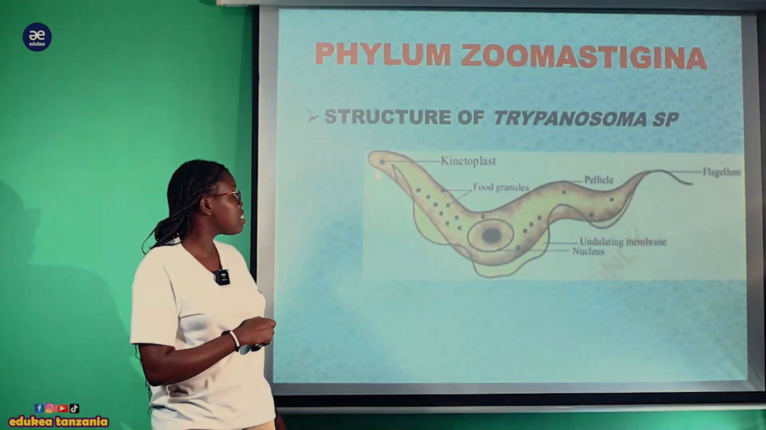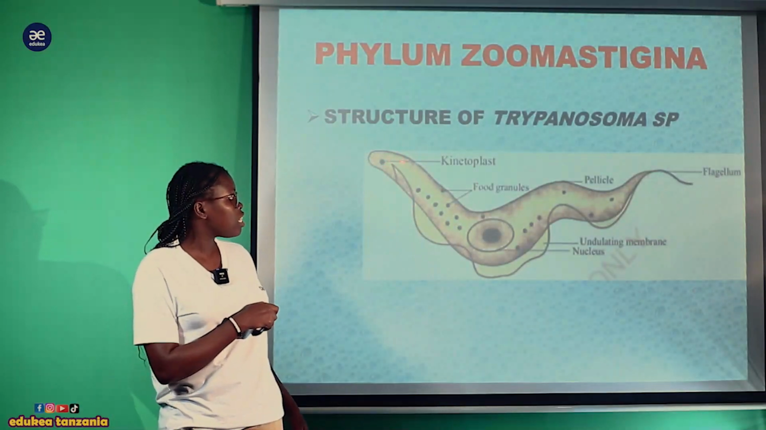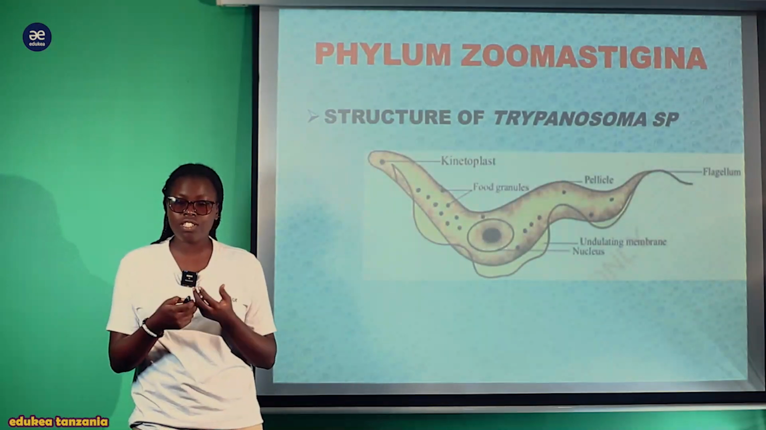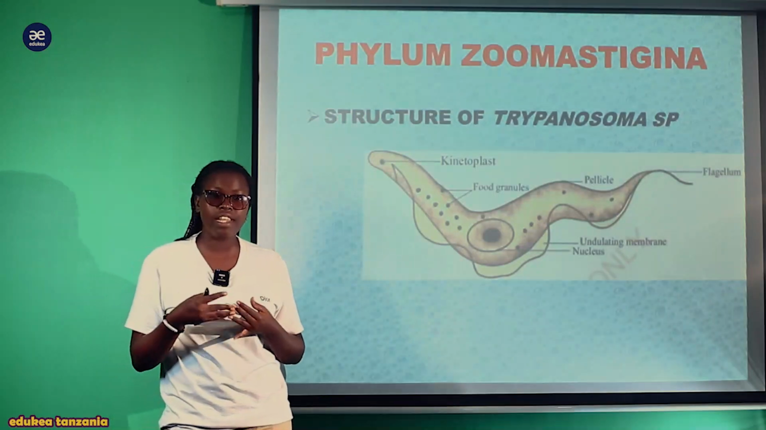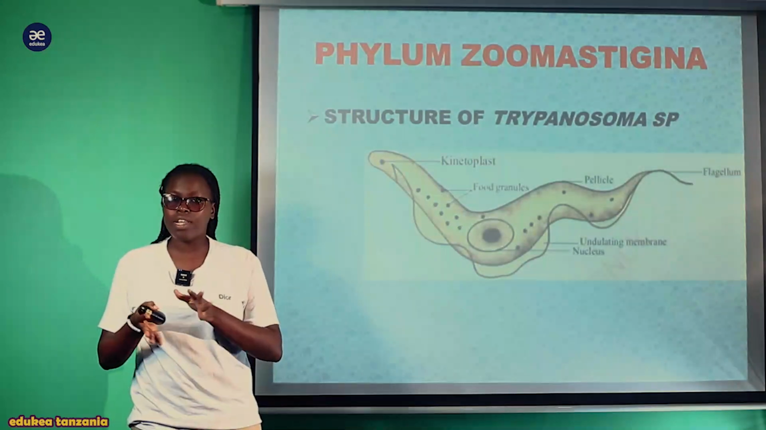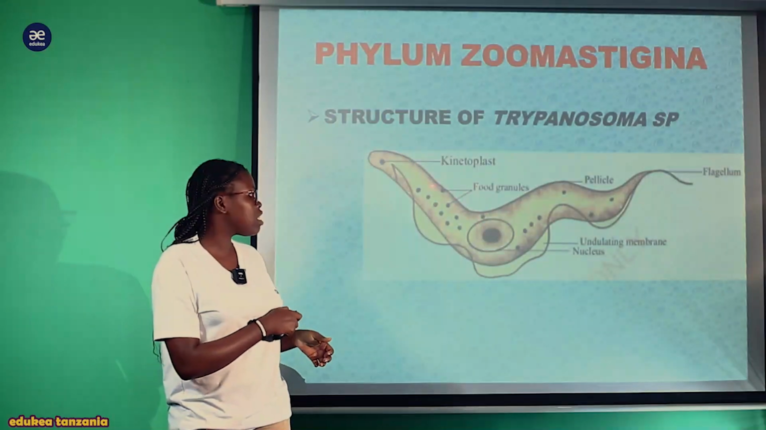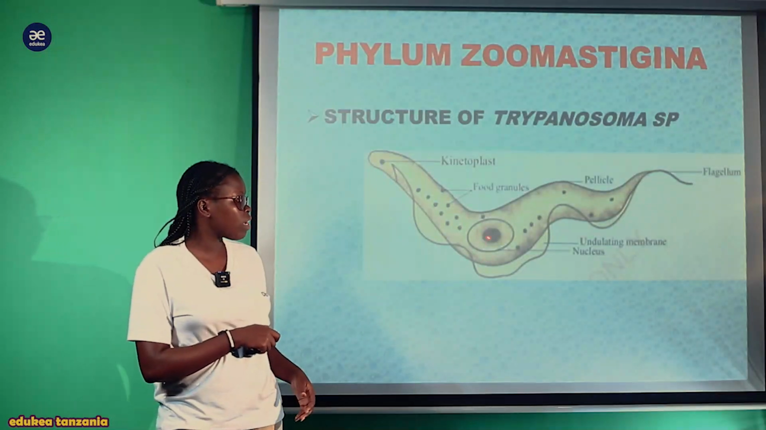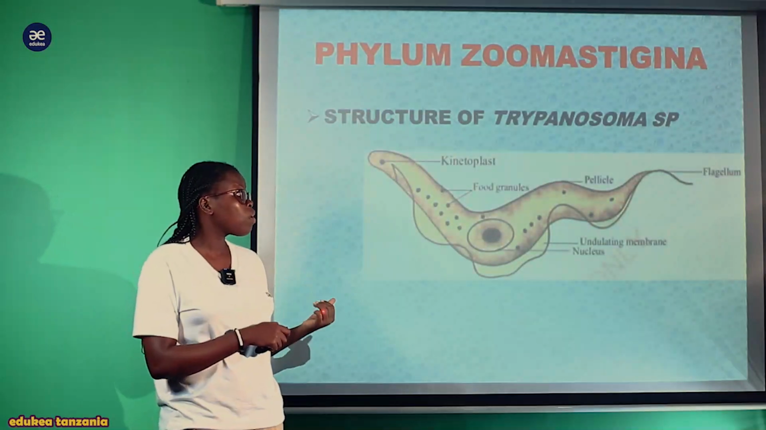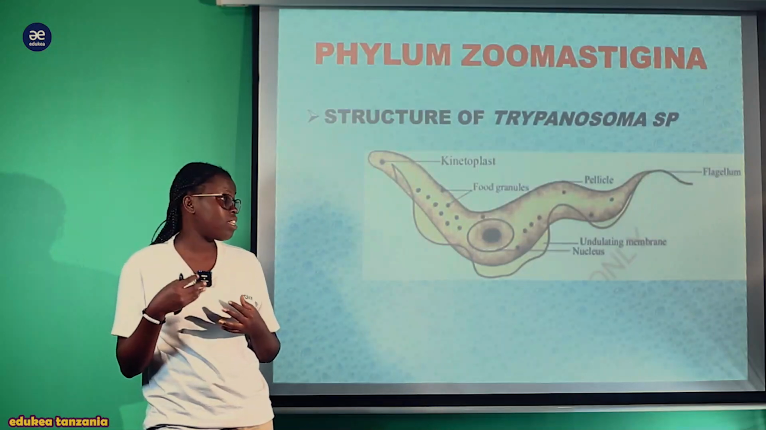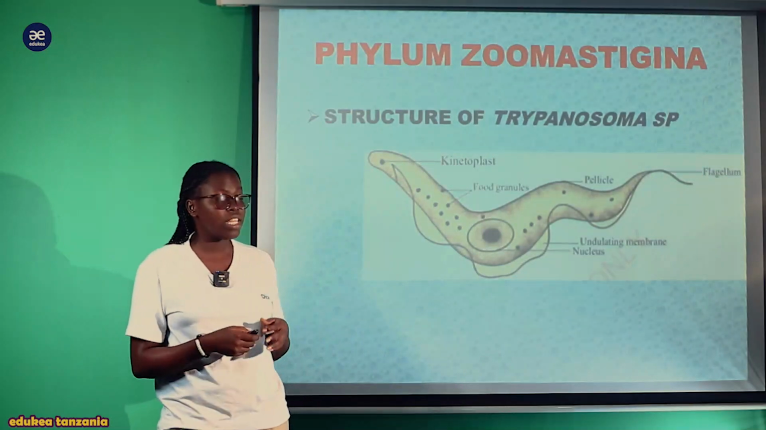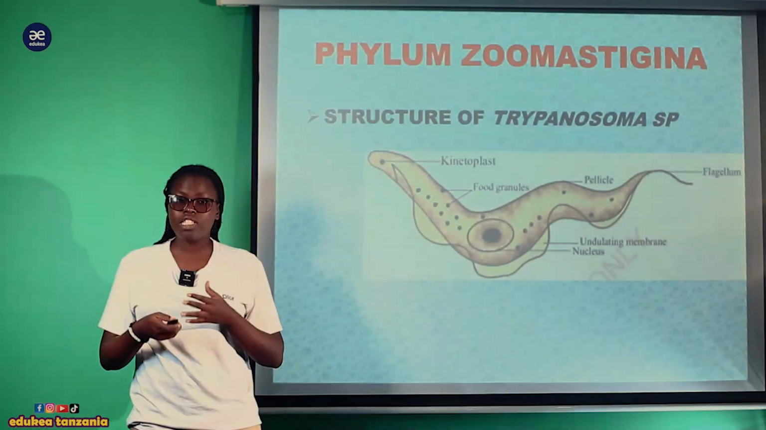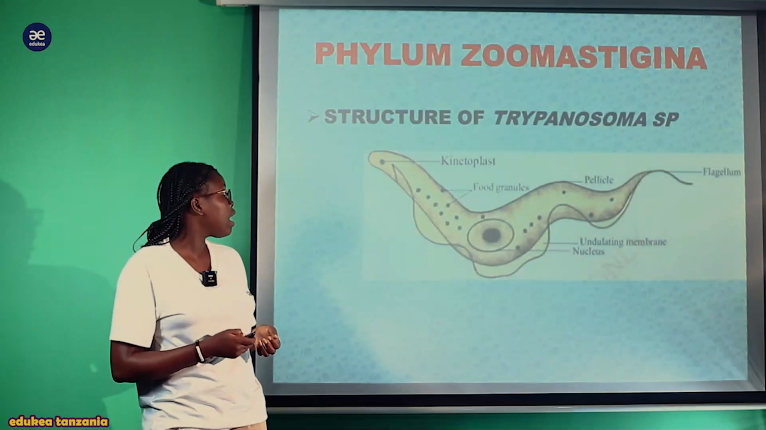As you see here, it has a kinetoplast. Within this kinetoplast, there is mitochondria, which is necessary for production of energy kwa ajili ya kuendelea kuweza kumove. Vile vile ina food granules kwa ajili ya food storage. Also it has this nucleus, ambayo within the nucleus ndio kuna DNA, kuna pellicles ambayo ni kwa ajili ya protection and maintenance of shape. Also it has flagella kwa ajili ya movement. Also it has this undulating membrane kwa ajili ya maintenance also of the shape, na vile vile kwa ajili ya movement.